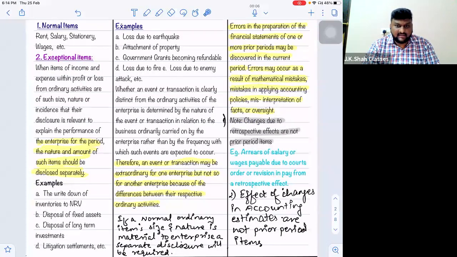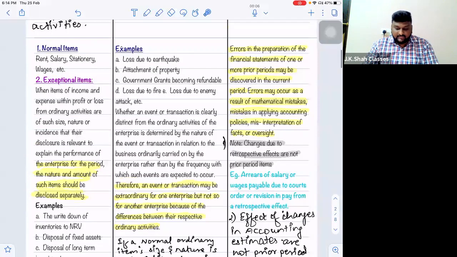Is provision for bad debts a normal item? Yes, it is. We'll discuss provision for bad debts. Just hold for some time. Just wait for around 15-20 minutes. We'll be discussing provisions for bad debts very soon. Now let us go for the next part of the topic.